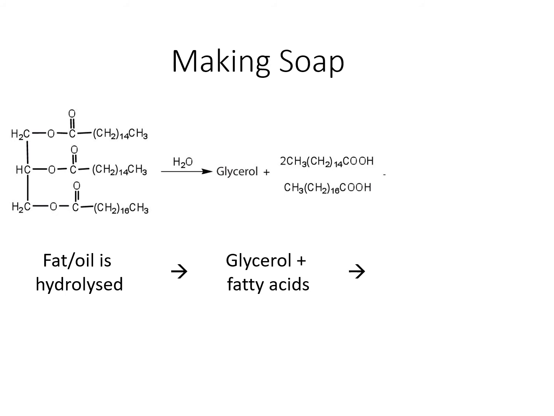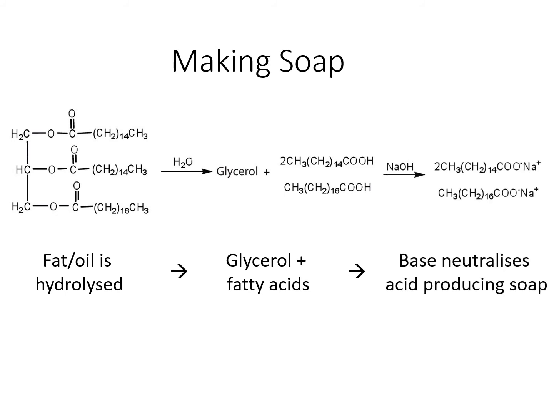Now we require a base, and if we add a base, in this case sodium hydroxide, that's going to neutralize the fatty acid and it's going to produce a soap. Now if you have an acid and a base reacting together, you're going to produce a salt. So the salt here is the soap, and this process is known as alkaline hydrolysis, or you may see it referred to as saponification, which basically means making soap.